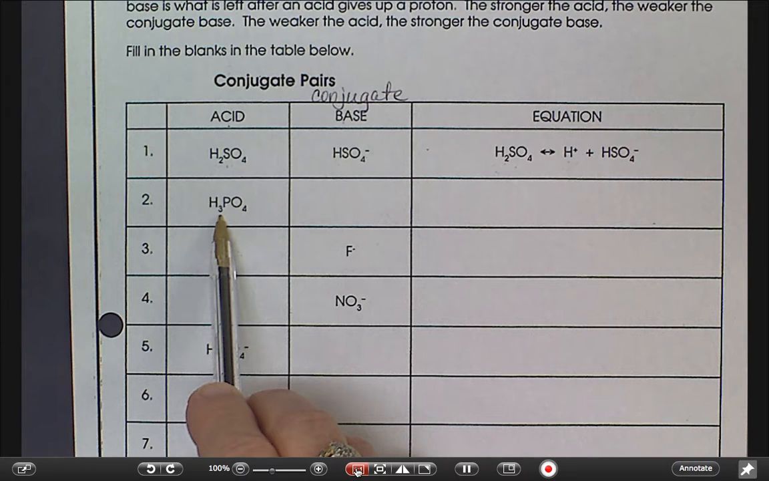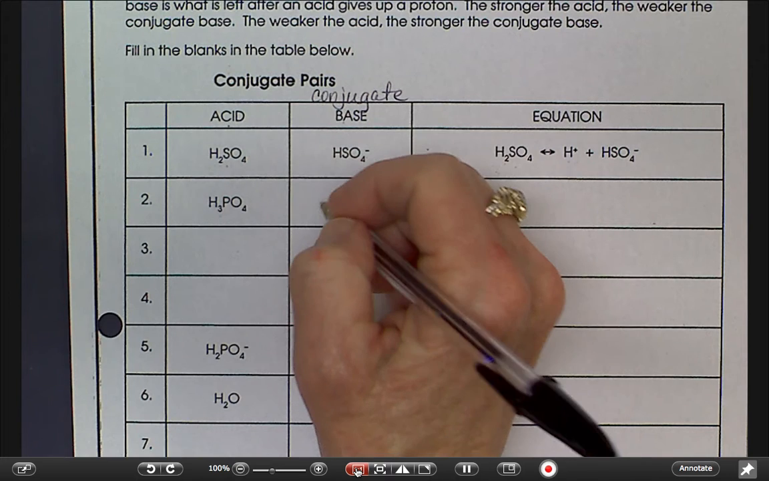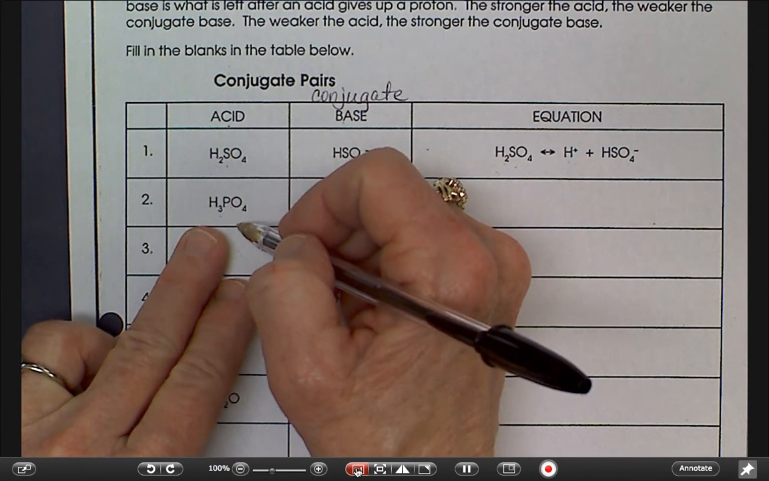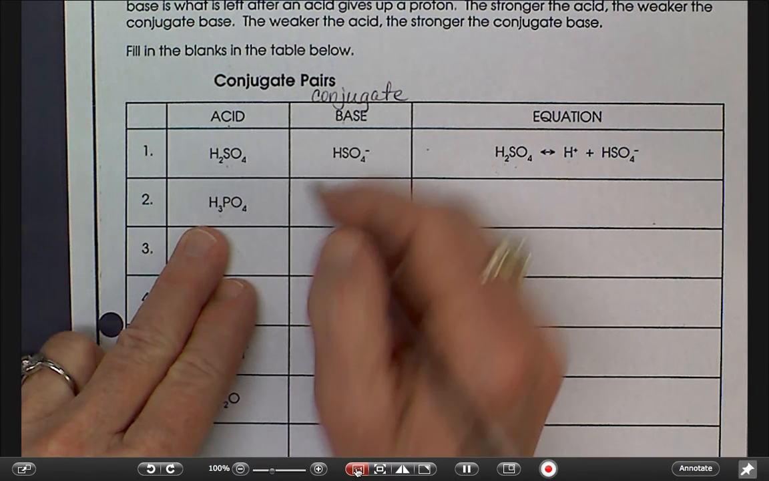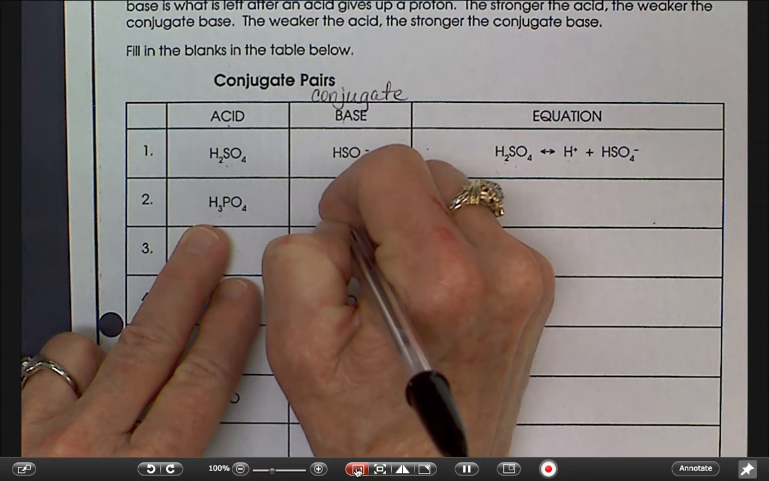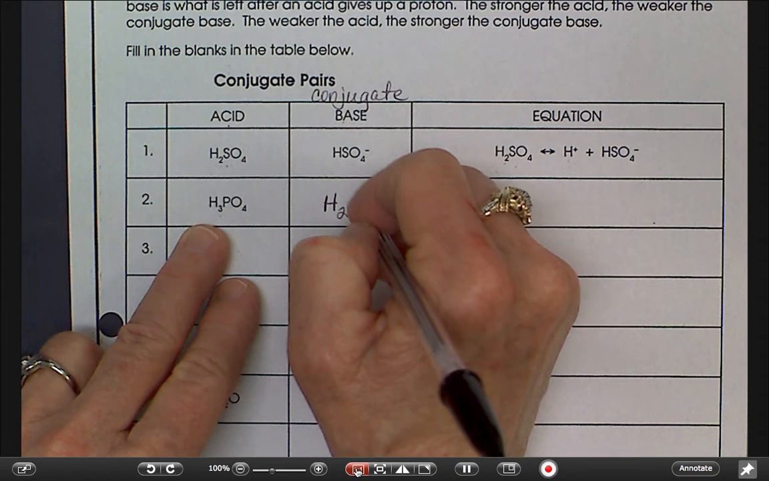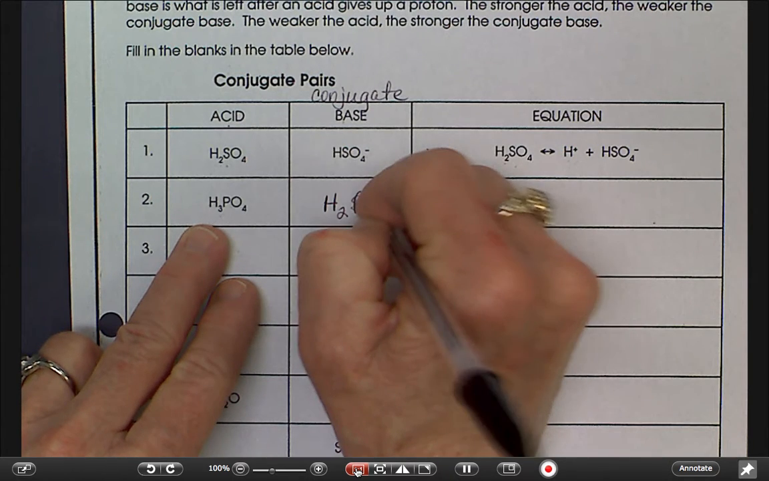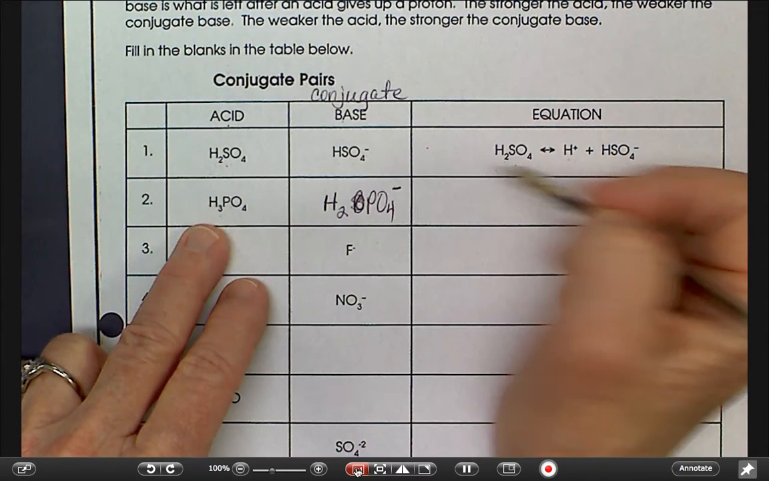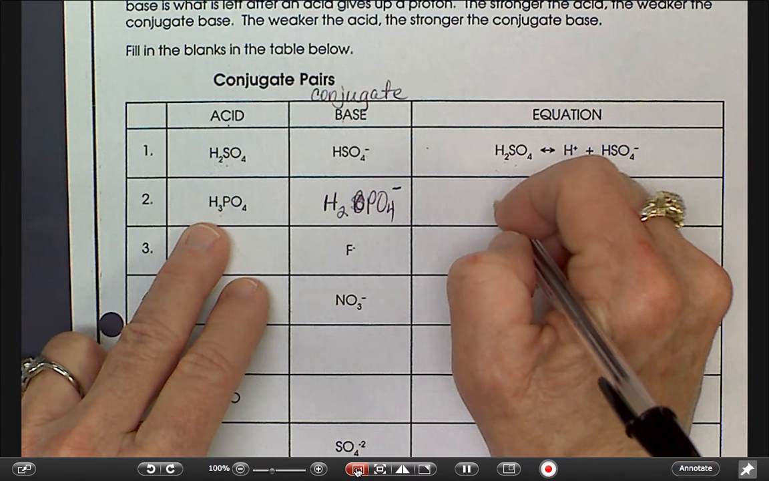How many H's are you going to take off? 1. Just 1. These, and we're going to learn this later, go through a process, but they only remove 1 at a time. All right, so that leaves us with how many over here? 2. Yes, my bad. I don't know why I wrote that. That's a P. PO4 now, negative. Okay. So the acid goes on the left of the double arrow.